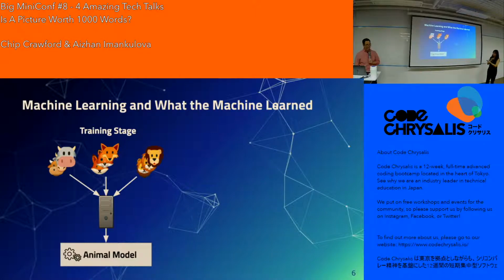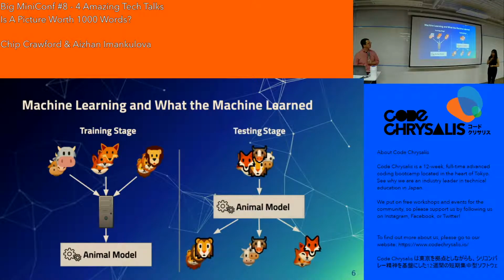So with this trained model, we can then classify this new data, new emojis we want it to classify, and use this. So this is called the testing stage. So here we give the model the new information and it can classify for us.